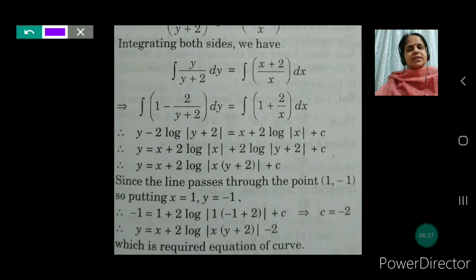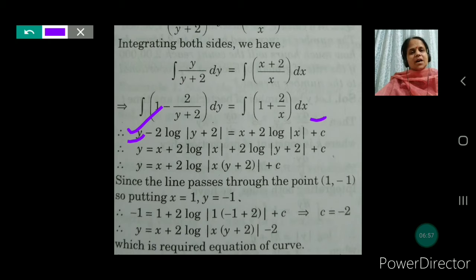Now by integrating this term, you will get y minus 2 log mod of y plus 2 is equal to x plus 2 log mod of x plus c. Okay. So y is equal to x plus 2 log mod of x plus 2 log mod of y plus 2 plus c. Okay students.